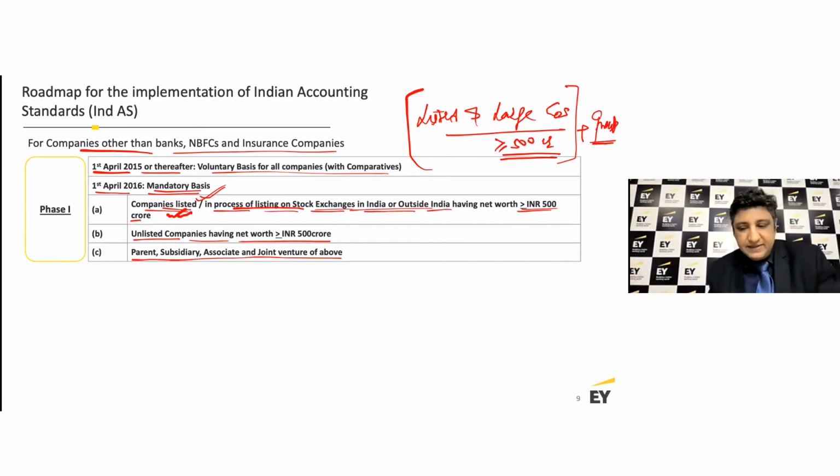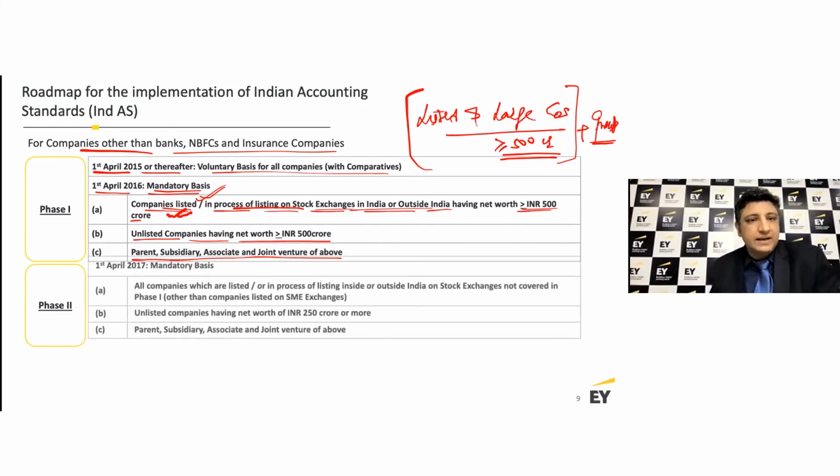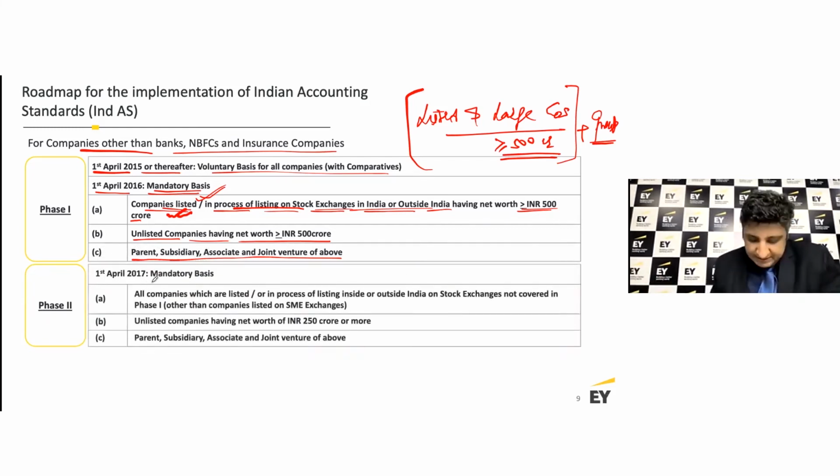But then it was a piecemeal approach. It was a phased approach followed by the government, where it says that from the next year onward, any companies which have a net worth of 250 crore rupees or more, okay, right?